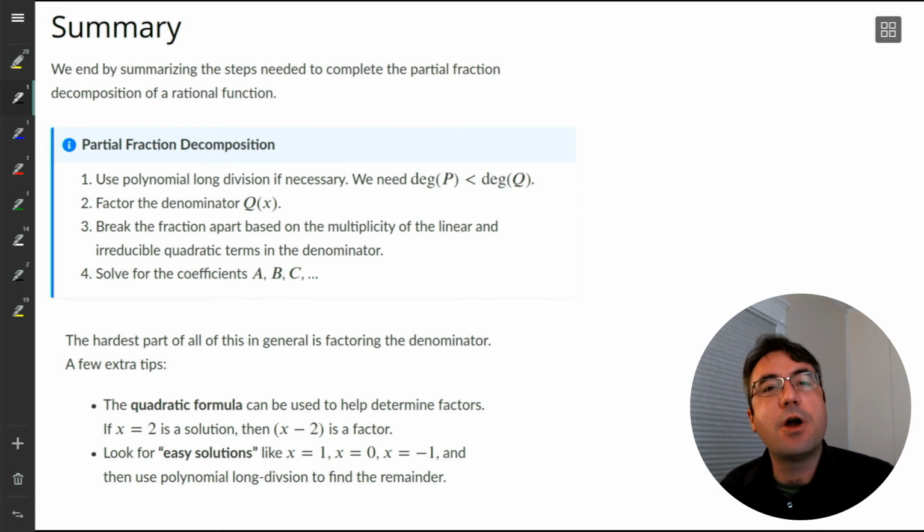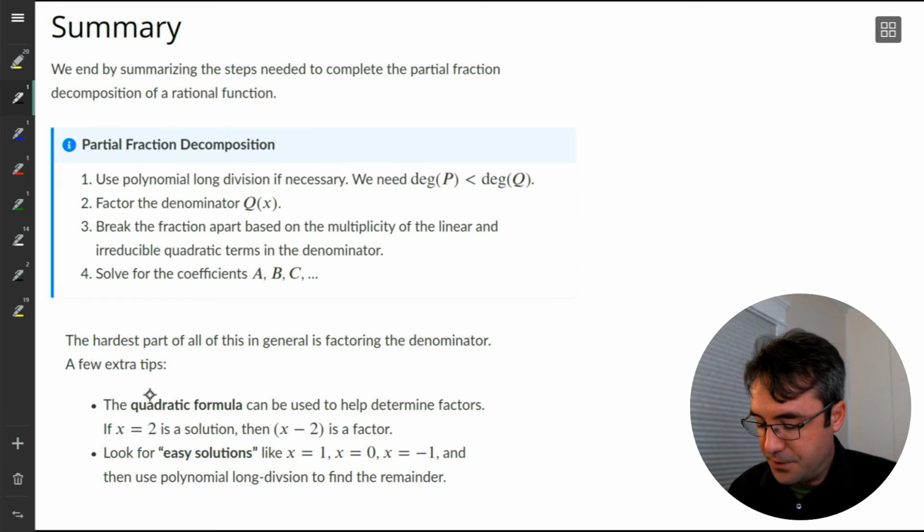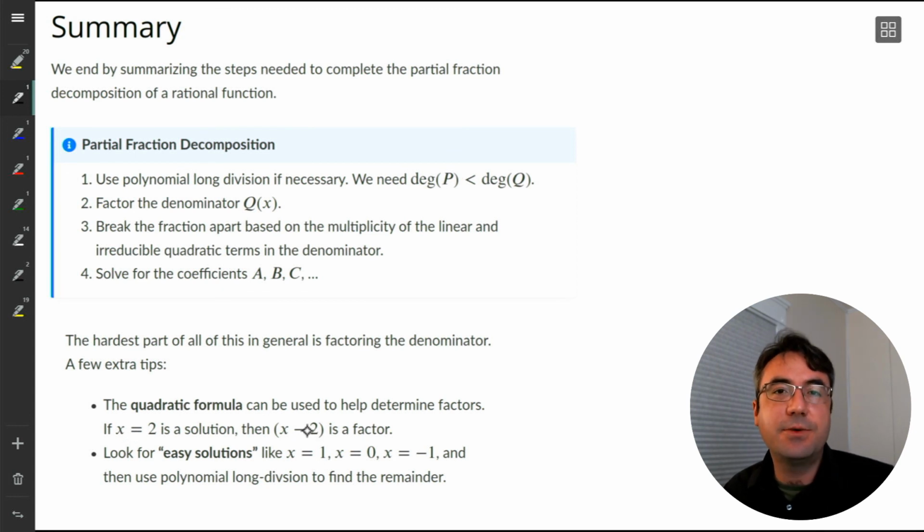Sometimes you might not really know how to factor it. So, just a few tips. You can use the quadratic formula. If you have a quadratic equation that you're trying to solve, try to use the quadratic formula. If you get x equals 2 as a solution, well, that means x minus 2 is a factor. Or you can do what we did in the last example and just look for some easy solutions like 0, 1, -1, and then use polynomial long division to keep going with it to find the remainder.